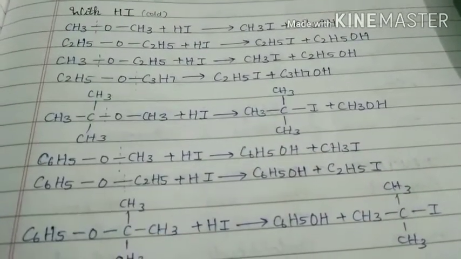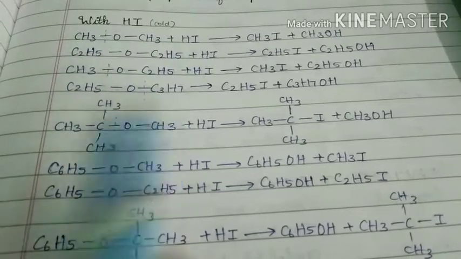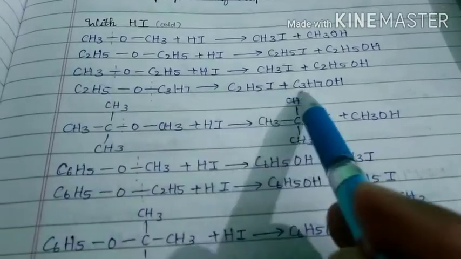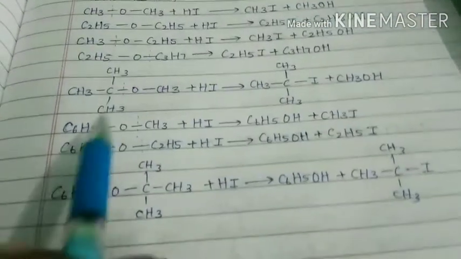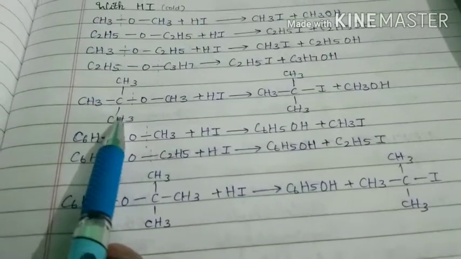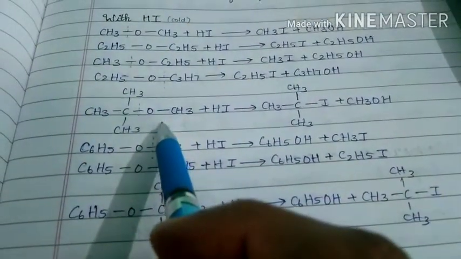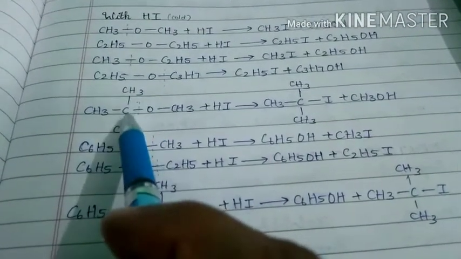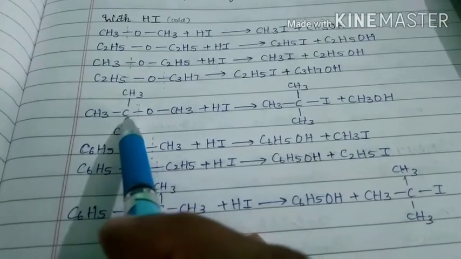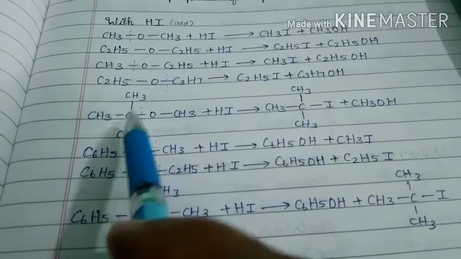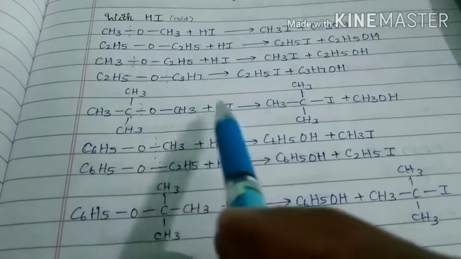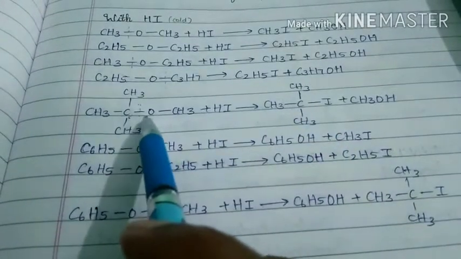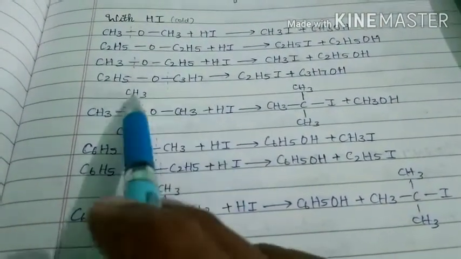Next, one more equation. C2H5OC3H7. This lower alkyl group gets iodine, C2H5I plus C3H7OH. That's it. Next, see, this is also one of the important equations. Here is a tertiary carbocation. If the bond breaks here, then a tertiary carbocation is formed. Then that tertiary carbocation gains iodine. Then we get this one, and on the other side H. Here this is the lower alkyl group. This is the higher alkyl group.